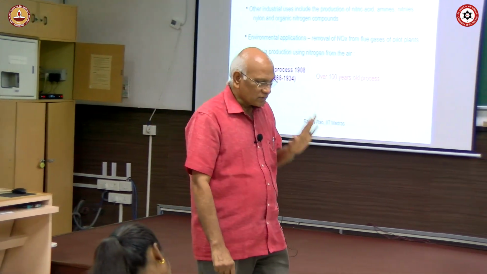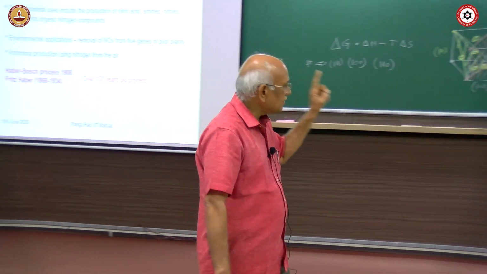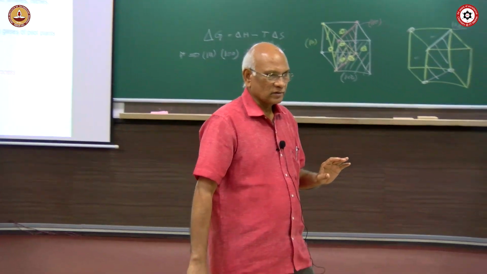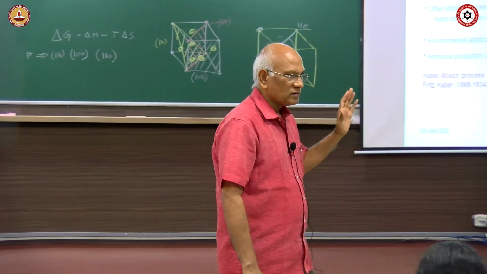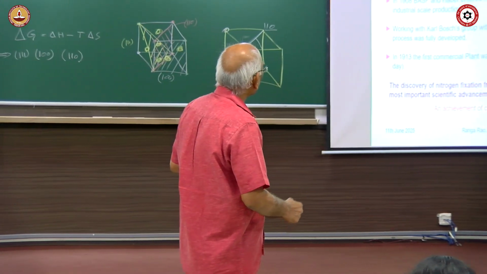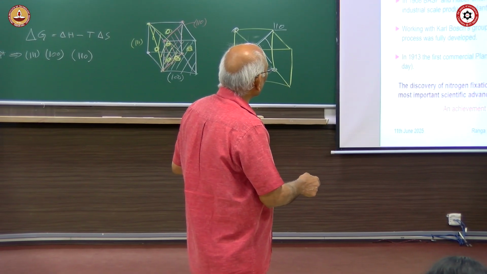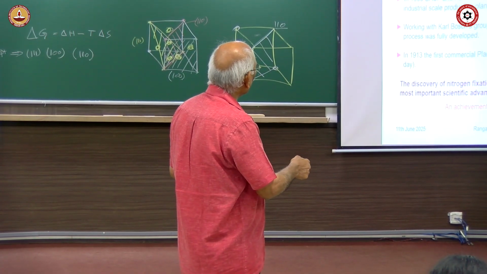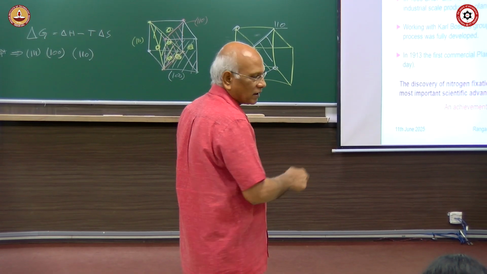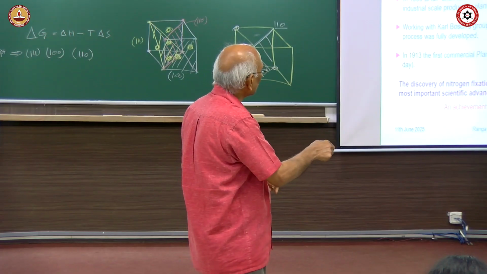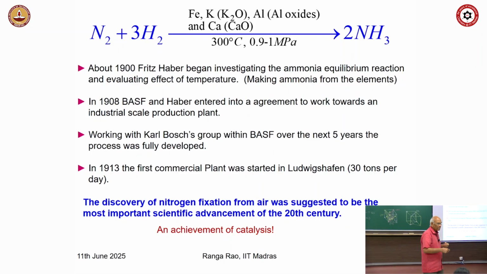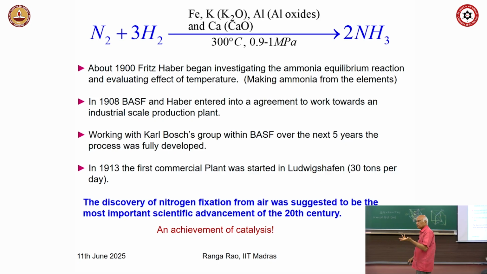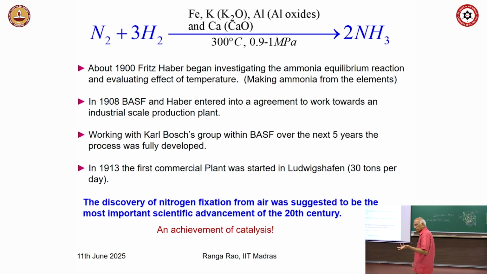Right? Now the question here is, it is a very energy intensive process. It requires 300 degrees centigrade, 1 megapascal pressure to convert nitrogen and hydrogen to ammonia. What should the delta G be for this? Delta G should be negative.